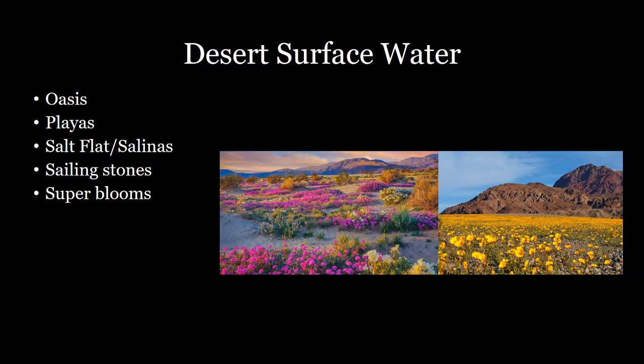Another cool thing about deserts is that sometimes you have super blooms. Whenever there is a rain event, oftentimes you can have plants that have adapted to these environments and have seeds that can wait years for the next rainfall. And when it does finally rain, they tend to all bloom simultaneously. And so you can have these gigantic blooms in the desert infrequently as a result.